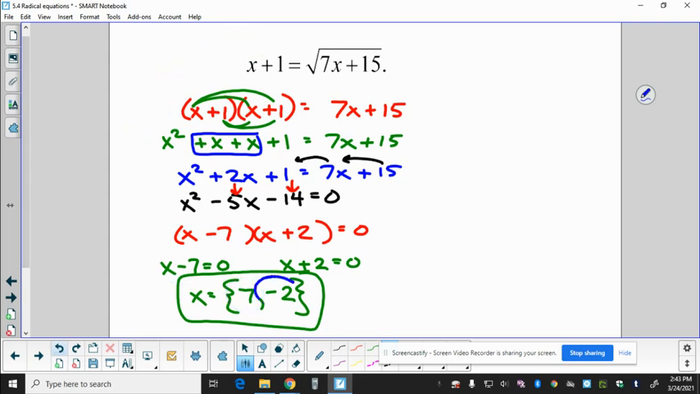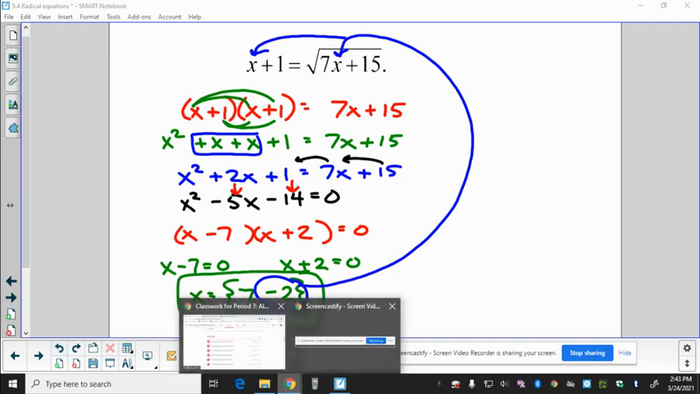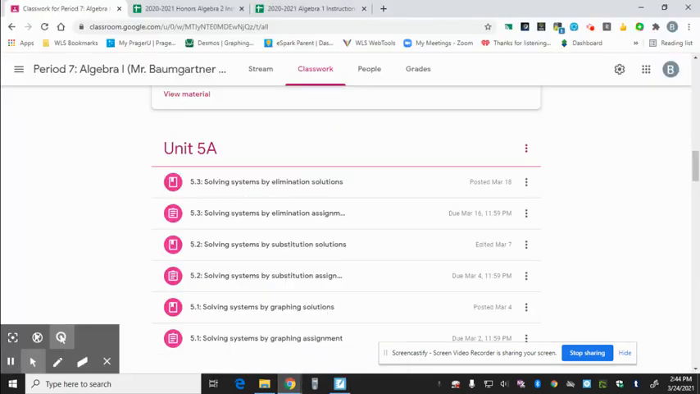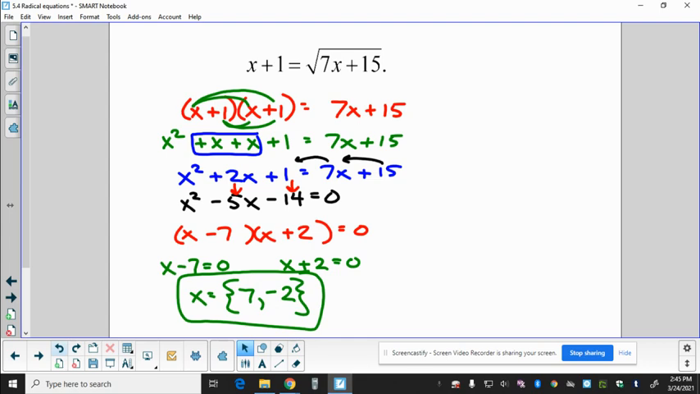Now let's try the -2. So that'd be a -1 on the left-hand side and a 1 on the right-hand side. So in this case, I think we've got a little bit of an issue, right? So in this case, that -2 does not give you a true statement. Throw it out. There's only one real answer.